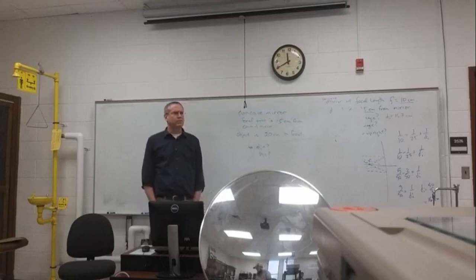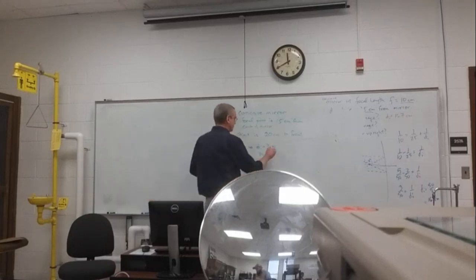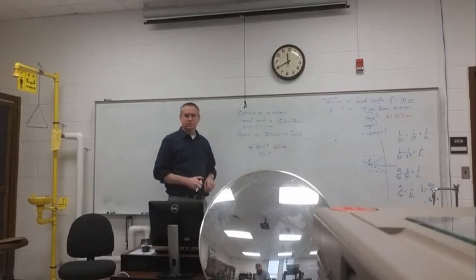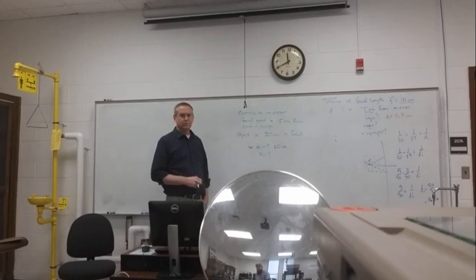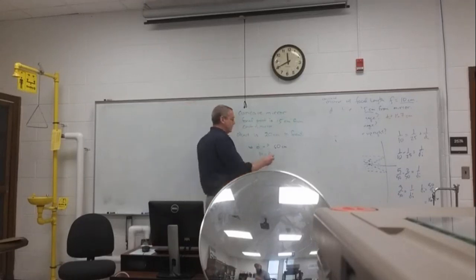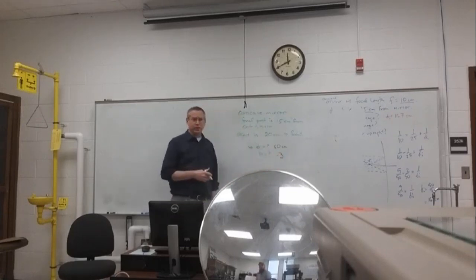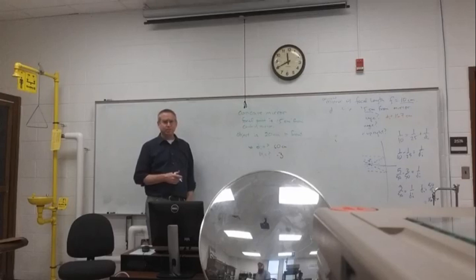Centimeters. That's what I got for di. For magnification, yeah, I'll accept that, -3. That's what I was thinking of. The magnification officially is 3, what does the negative sign mean? It's inverted.